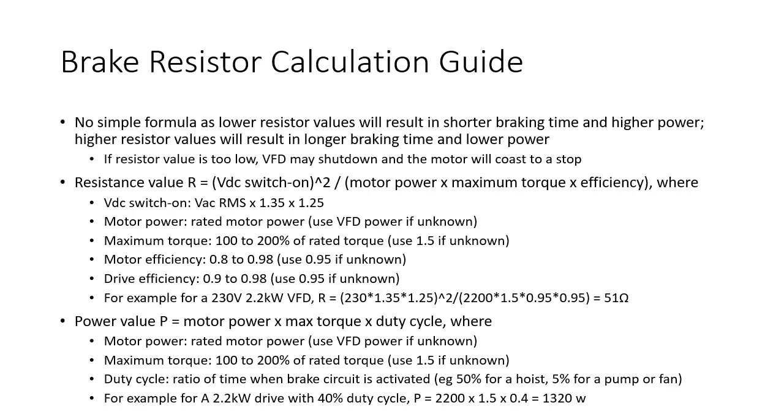Motor efficiency varies between 80% and 98%, so your value here can be 0.8 to 0.98, but if you're not sure, you could use 0.95. And then you also need to calculate the drive efficiency, so that's 0.9 to 0.98, or 0.95 if unknown. So as an example here, if you've got a 230 volt 2.2 kilowatt VFD, then your resistance value, by doing all those calculations, comes out at 51 ohms.